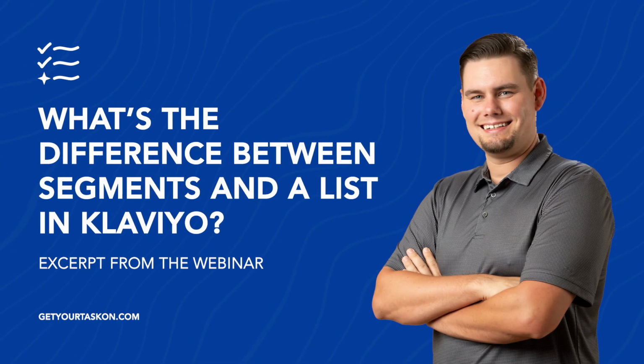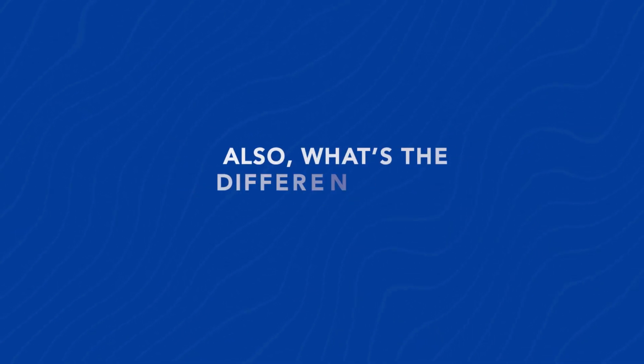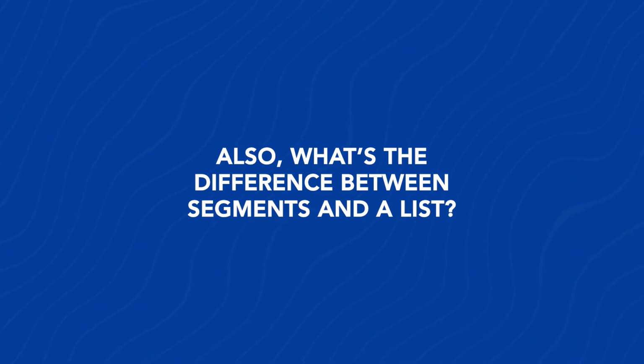In this webinar excerpt, I'll be answering some questions about the difference between a segment and a list in Klaviyo. For flows and segments, can we create a flow to create a custom segment? And also, what's the difference between segments and a list when we're talking about these?